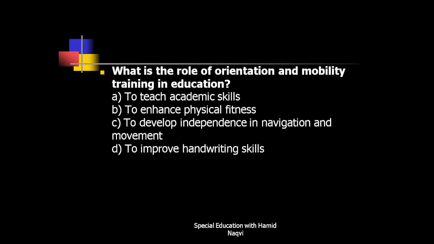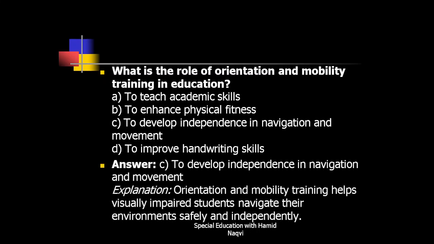What is the role of orientation and mobility training in education? To teach academic skills, to enhance physical fitness, to develop independence in navigation and movement, or to improve handwriting skills? The answer is to develop independence in navigation and movement. Orientation and mobility training helps visually impaired students navigate their environment safely and independently.